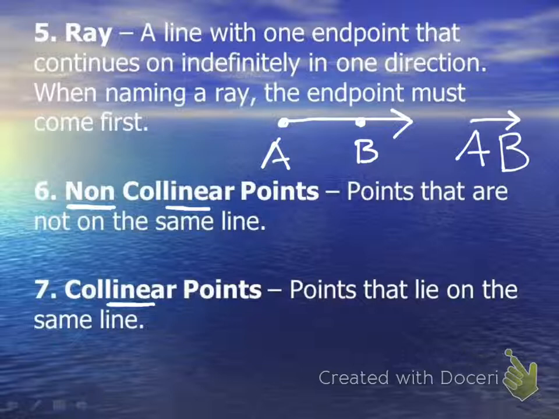So again, lines, you need double arrows on the top. Line segment, no arrows on the top. Ray, 1 arrow on the top. Alright, I'm going to jump down and talk about 7 first. Collinear points. Collinear points are points that lie on the same line. So there are 3 collinear points.